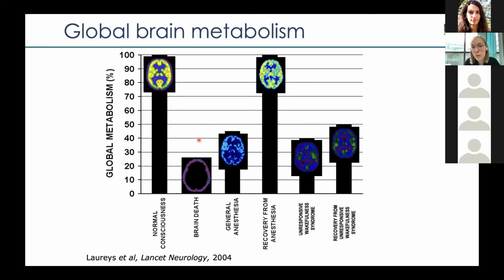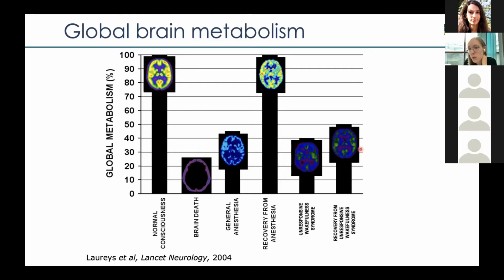And from what we've seen so far, you might think that consciousness is kind of an on and off process, right? Either consciousness is present and global metabolism is high, or consciousness is absent and global metabolism is low. But now if we have a closer look at the same patient who recovered consciousness after being in the unresponsive wakefulness syndrome, we see that there is not so much increase in this global glucose metabolism, right?